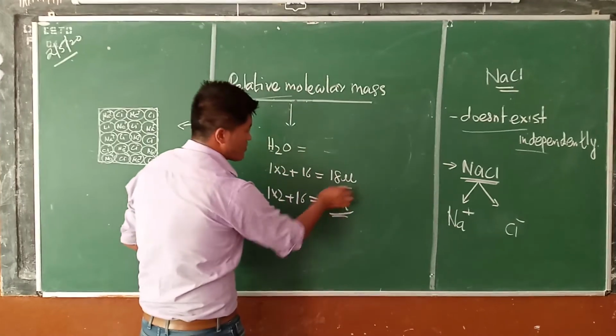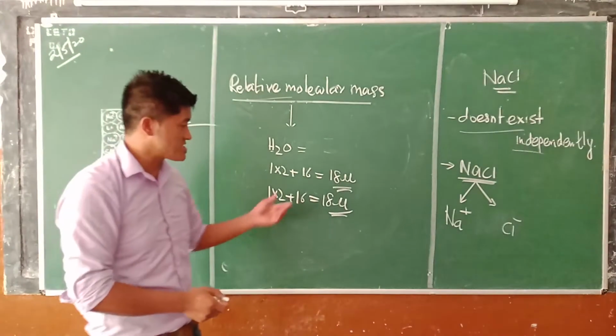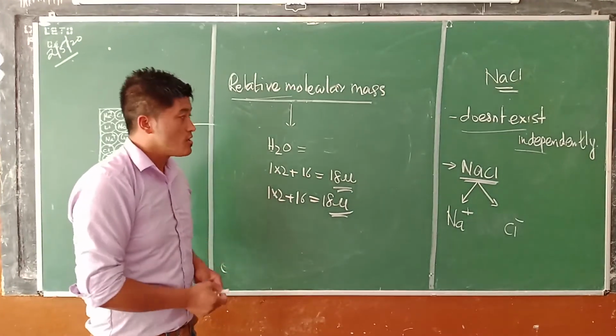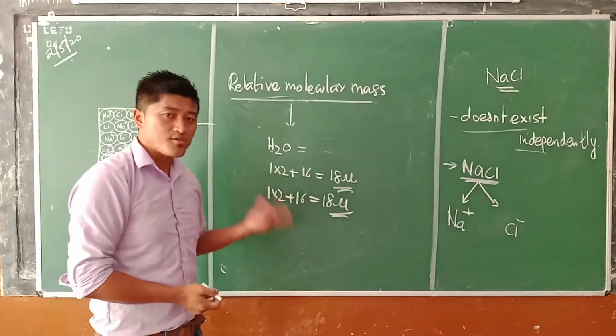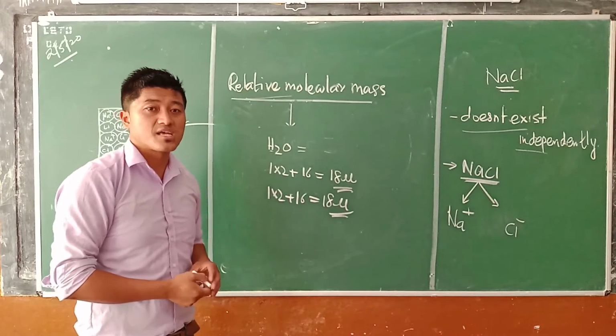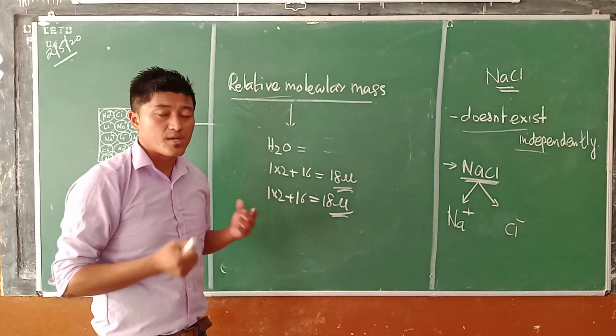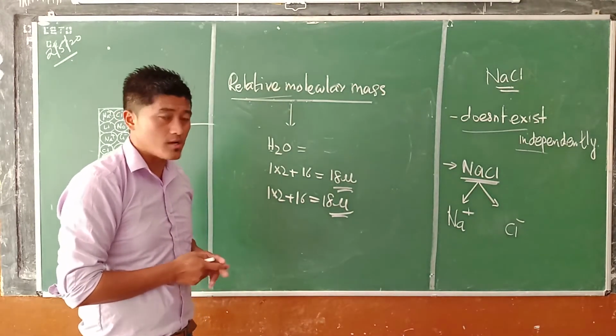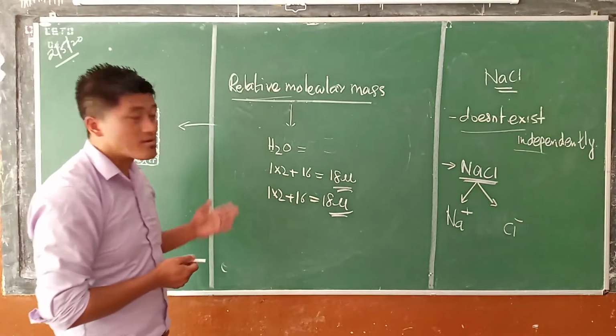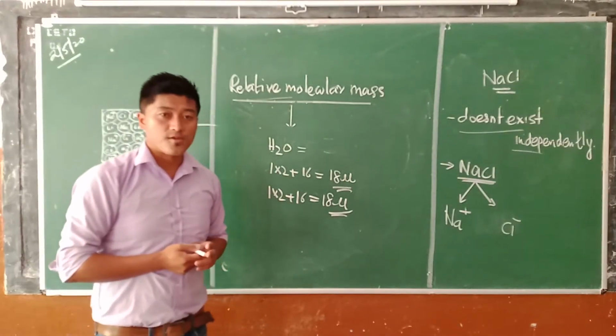So you might feel that both of them are getting the same value. This is same. No, this is not the same. Formula unit mass is normally used for compounds which don't exist independently, and they are made up of ionic compounds. Is that clear? So this is the primary concept behind relative molecular mass and formula unit mass.